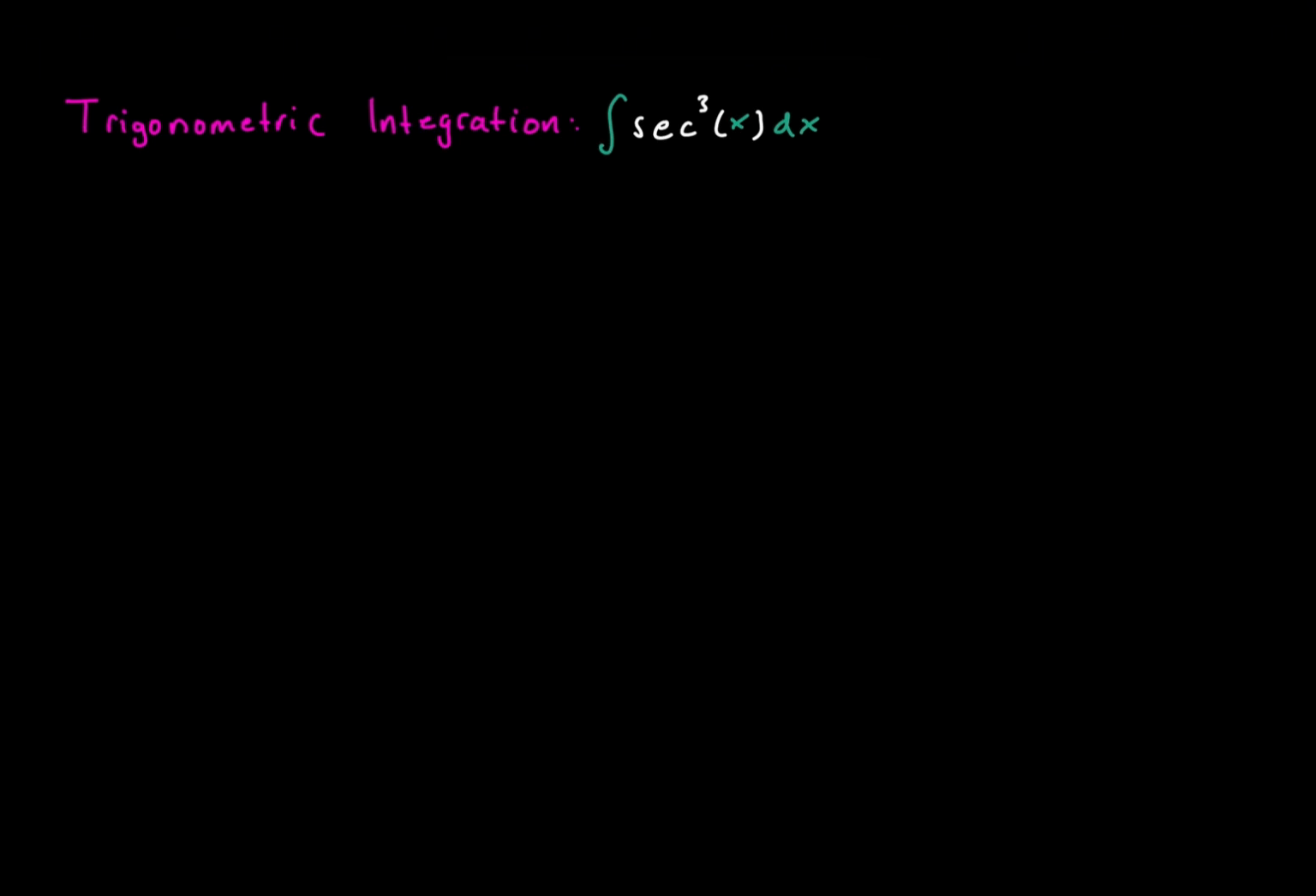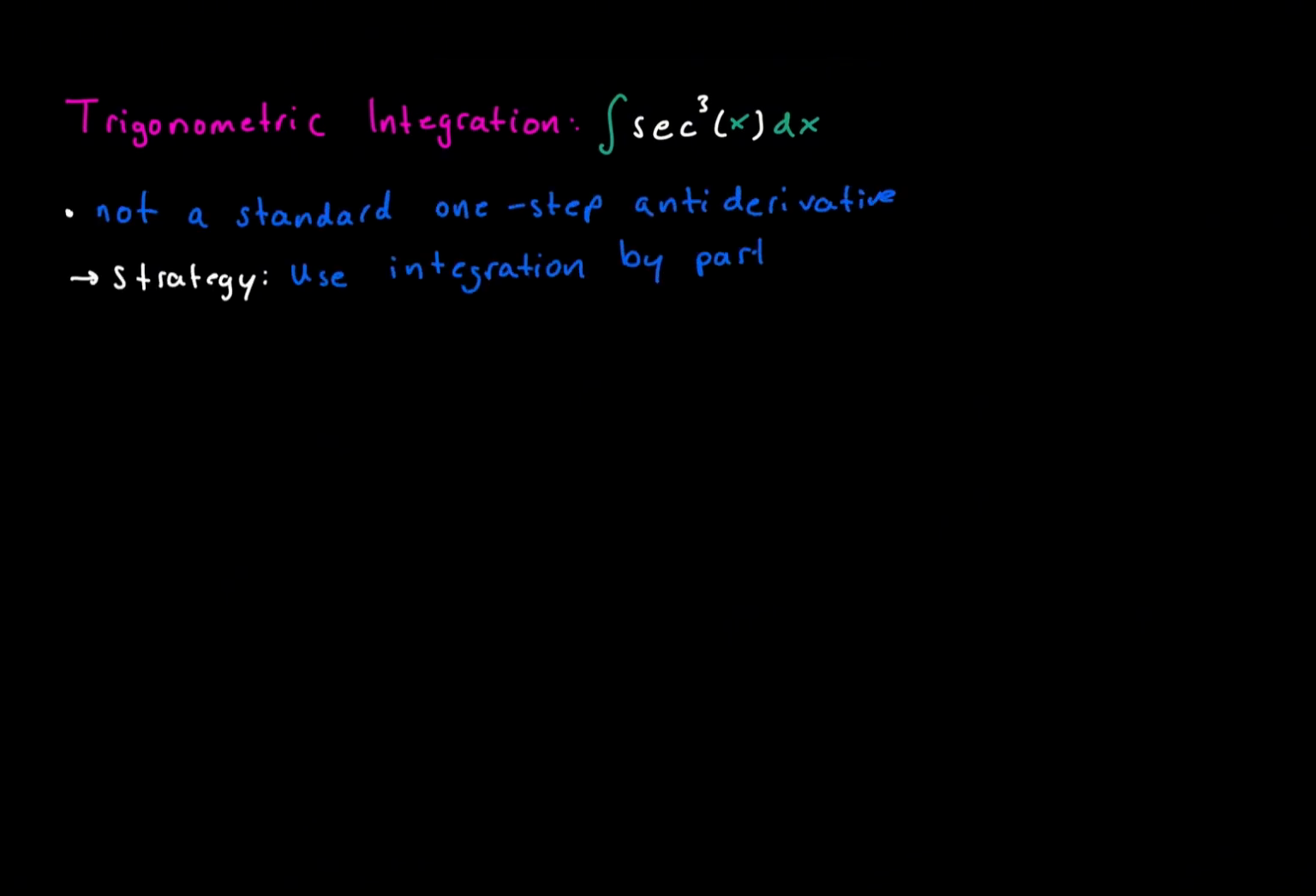We want to compute the integral of sec³ of x. This is not a standard one-step antiderivative, so we use integration by parts. Quick reminder, integration by parts says the integral of u dv equals u times v minus the integral of v du.